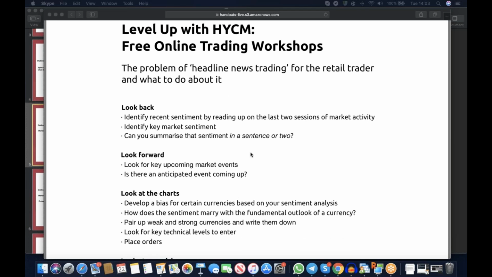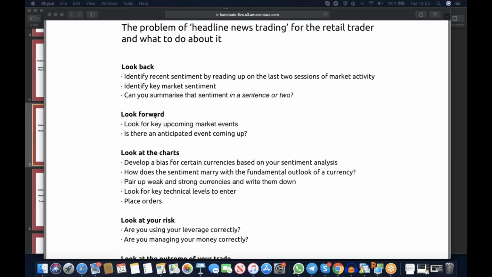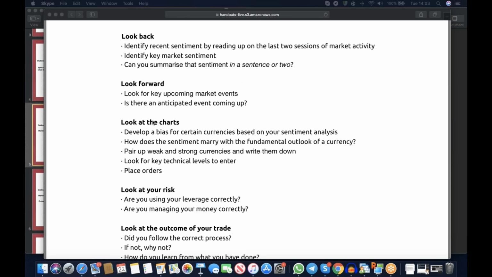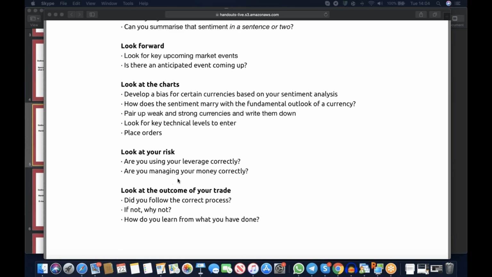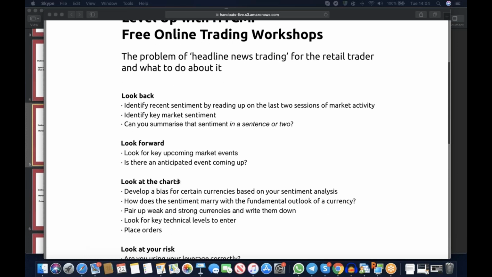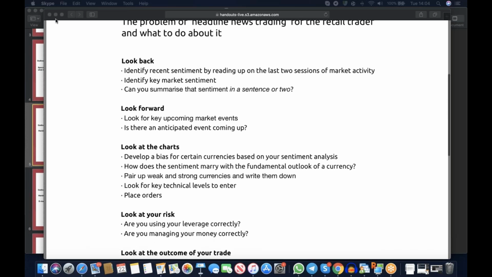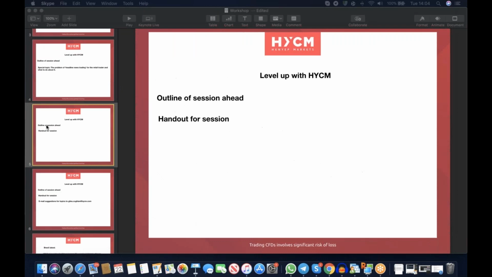So this handout, print it out, put it by the desk, and it will give you 5 key topics. These 5 key topics will enable you to have a foundation for your trading. We're looking back, we're looking forward, looking at the charts, looking at your risk, and looking at the outcome of your trade. So this is designed to be 5 key foundations that form part of the everyday, day-to-day trading which I do. By following that, you will have a good base to use. So keep that open for now.